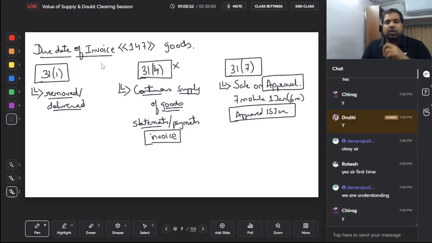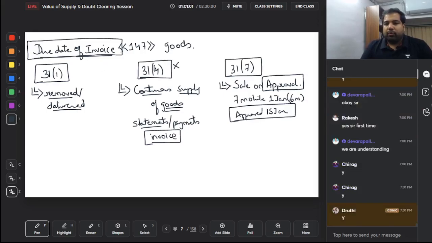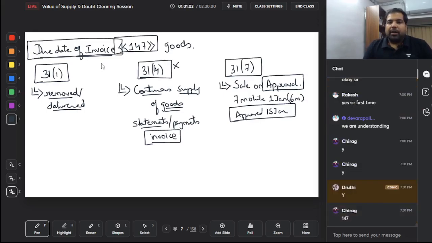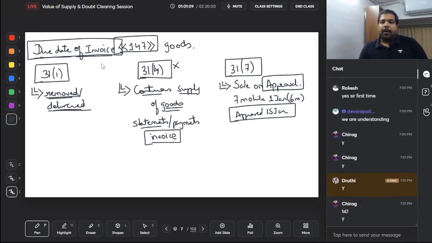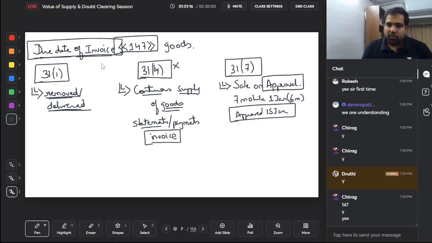All right. So let's see guys, is there a due date of invoice? Just like in everything else in life, there is a due date. Yes. What is the shortcut? 1, 4 and 7. Under 31(1), which is the main section, the invoice should be issued whenever the goods are removed or delivered. Under 31(4), continuous supply of goods, whenever the statement comes or whenever you have to make the payment, by then the invoice should be issued. And under 31(7), sale on approval basis, whenever you approve, that should be the date of invoice maximum.